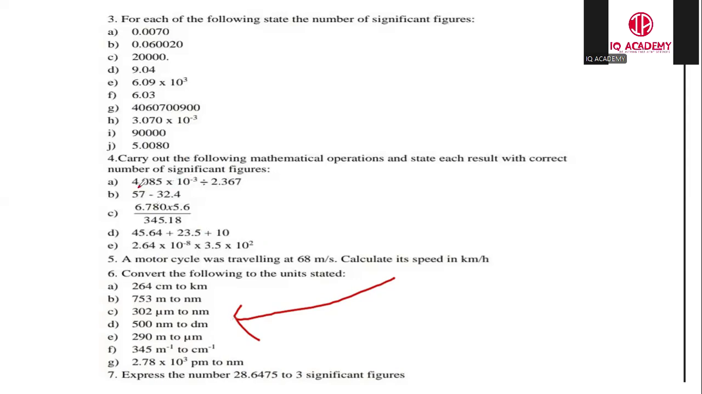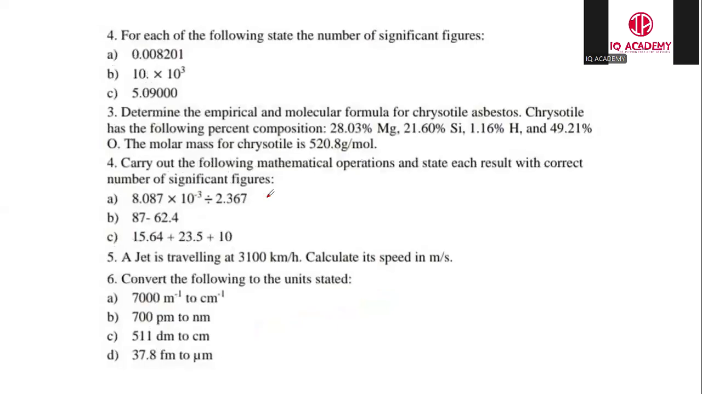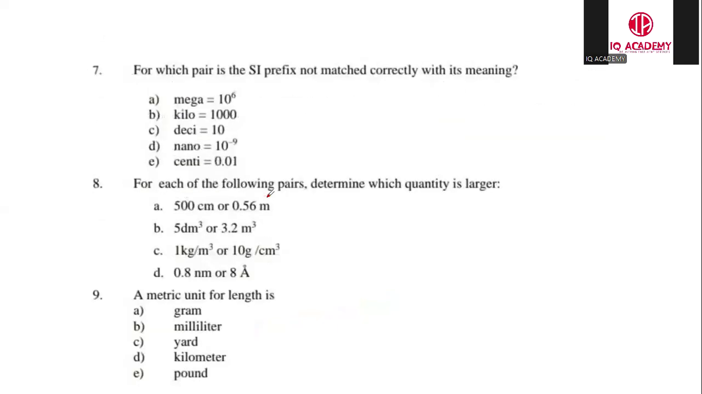What is the rule when we are multiplying numbers that have different significant figures? We said your answer should have the least number of significant figures. And when we are adding, we said your answer should have the least number of decimal places. So take note of that. These are other questions. I've put in a lot of questions in here.